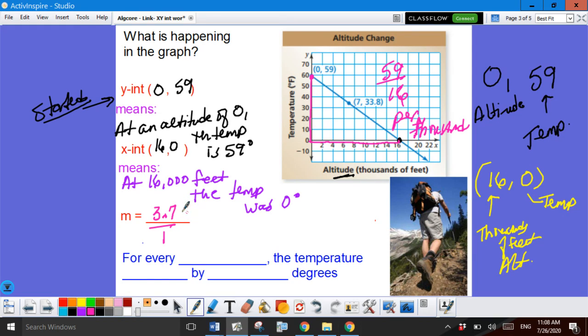The y is my degrees, and this is my 1,000 feet. So what my slope actually means is for every 1,000 feet, the temperature decreases, because that's negative, by 3.7 degrees. Okay? For every 1,000 feet I drop, the temperature is going to decrease by 3.7 degrees.